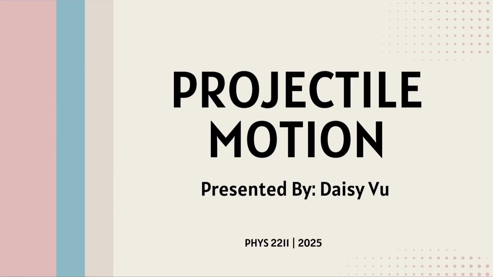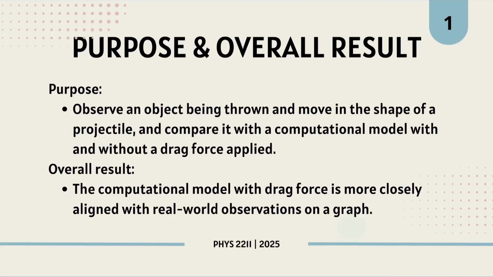Hello, this is my projectile motion experiment. The purpose of this lab is to observe an object being thrown and moving in the shape of a projectile, and compare it with the computational model with and without a drag force applied. The overall result will be that the computational model with the drag force applied is more closely aligned with the real-world observations on a graph.